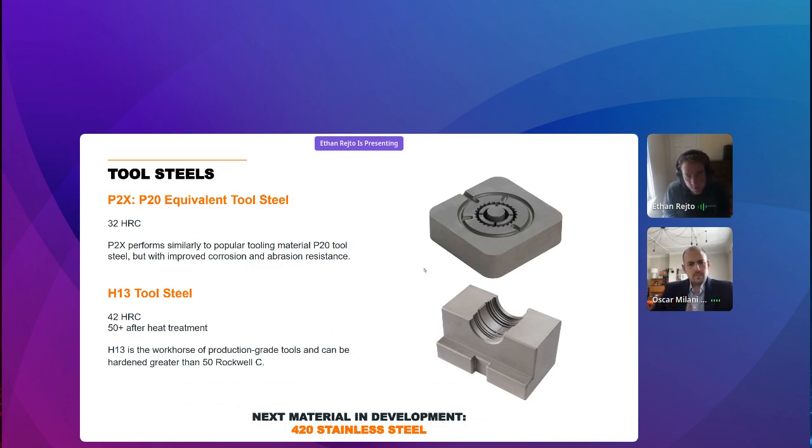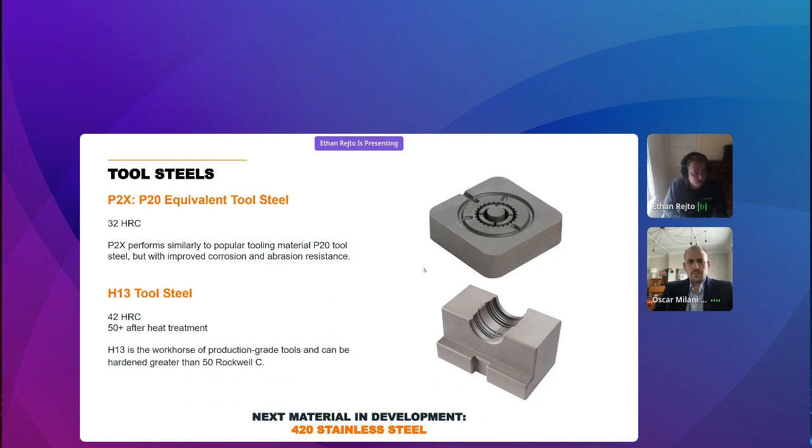P20 is a very, very common lower volume mold material. It's above aluminum, but it's below H13, and it's great for a couple thousand, tens of thousands, even hundreds of thousands of parts if it's a commodity resin. So we started with the P20 because we thought that's where we were going to fit in really well.